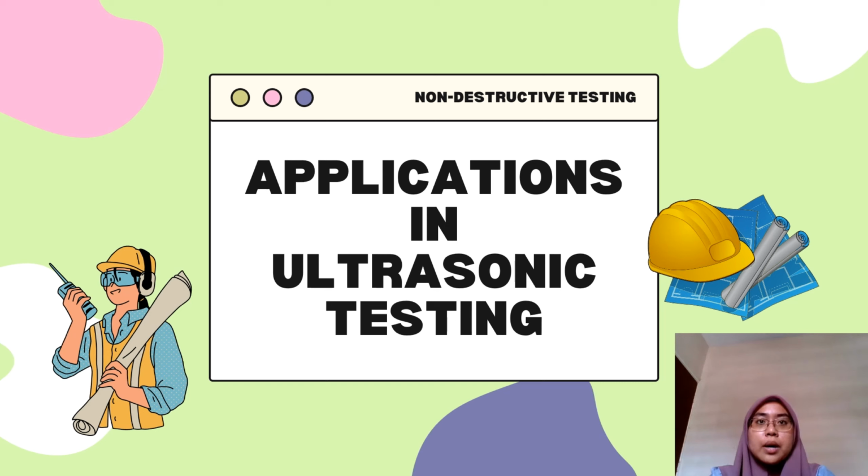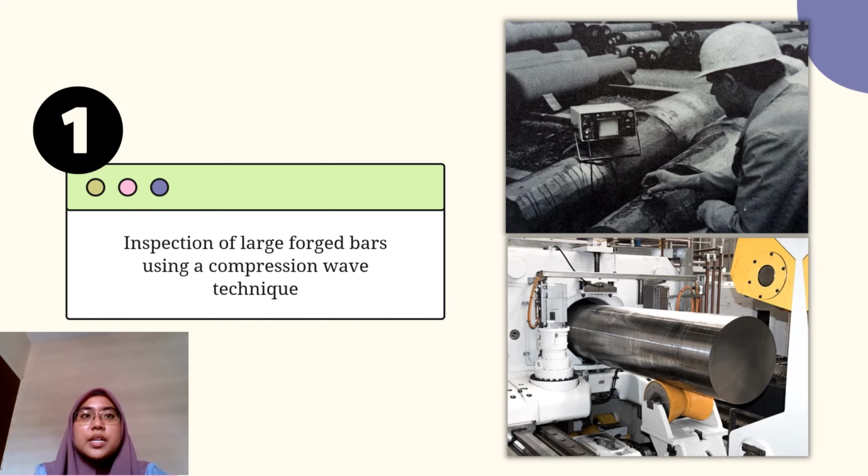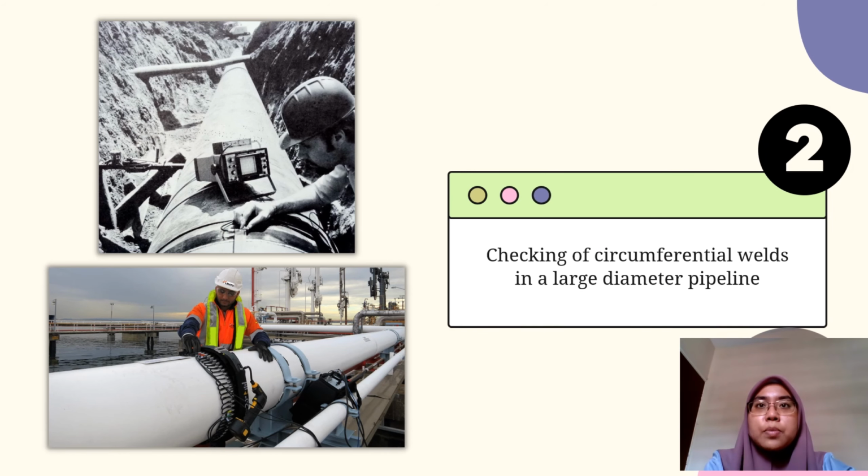Now, I will talk about some of the applications of ultrasonic testing. The first application is inspection of large forged bars using a compression wave technique, as shown in the first picture. The second application is checking of circumferential welds in a large diameter pipeline, where the first picture shows ultrasonic inspection of a pipeline weld using a shear wave probe.